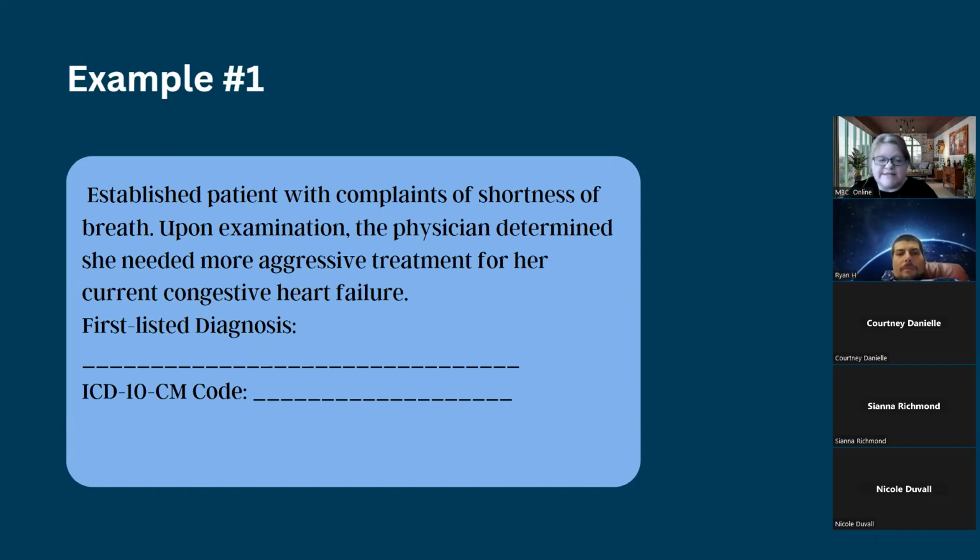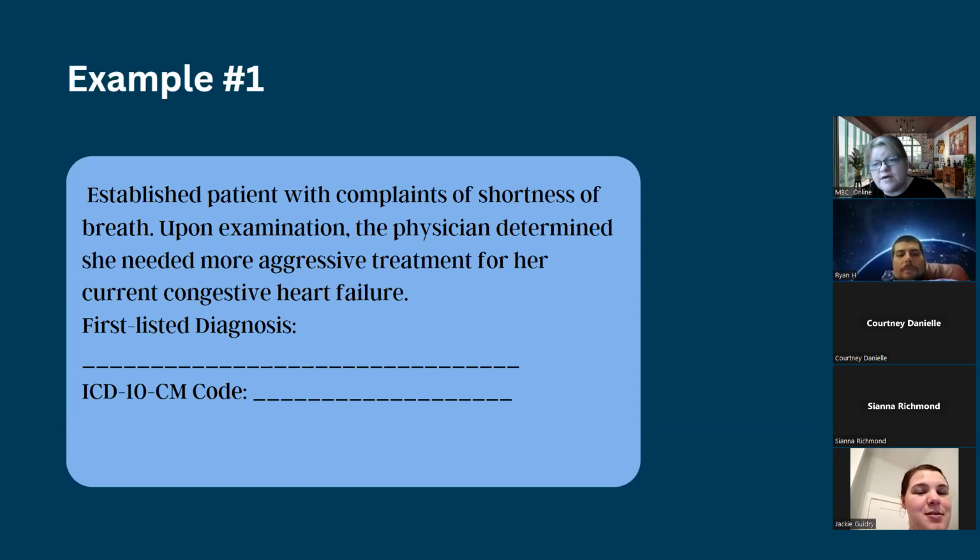But if you look at the next sentence, upon examination, the physician determined she needs more aggressive treatment for her current congestive heart failure. So what do y'all think the first listed diagnosis is going to be? Her chief complaint, her main thing that's wrong with her. The congestive heart failure. It's going to be the heart failure, right? Exactly. So the shortness of breath is the complaint that brought her in, but our diagnosis is going to be issues having to do with her congestive heart failure. Very good. Yes, it's going to be the heart failure.